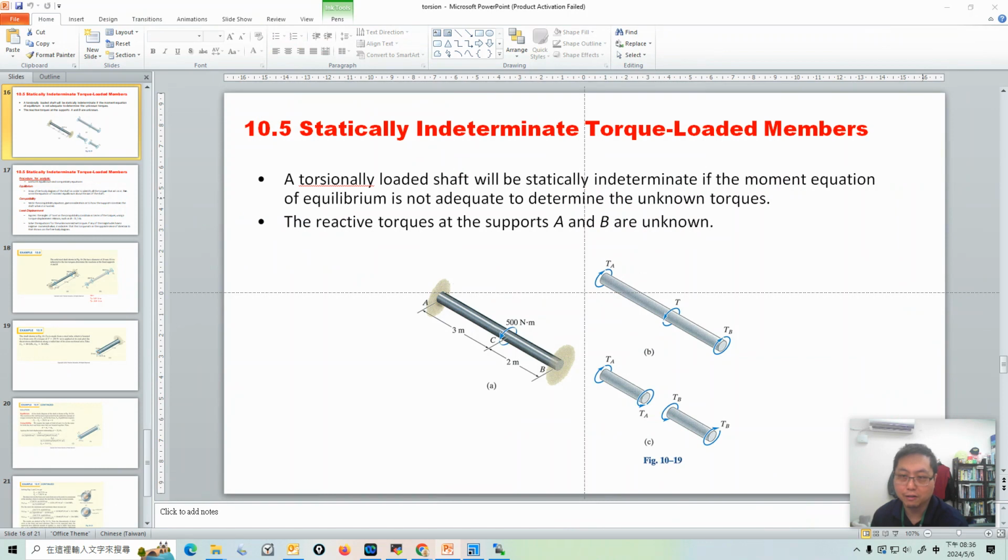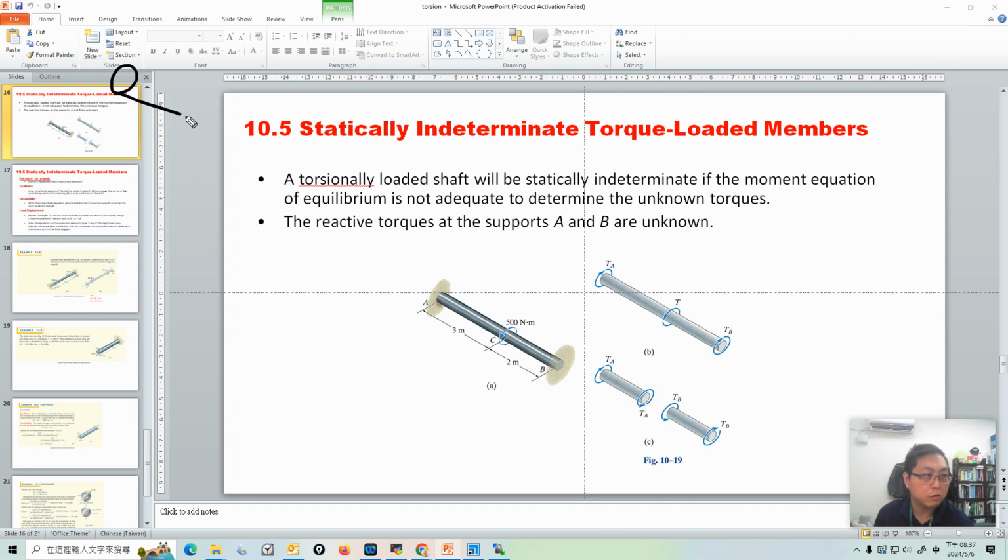This is also a typical statically indeterminate problem, but in a torsional load member. The concept is the same. In such a problem, after you use the rigid body equilibrium, you need to find another equation to solve the problem, the so-called compatibility equation, or mathematically speaking, find another constraint for this problem. So let's start to draw a free body diagram of this problem.